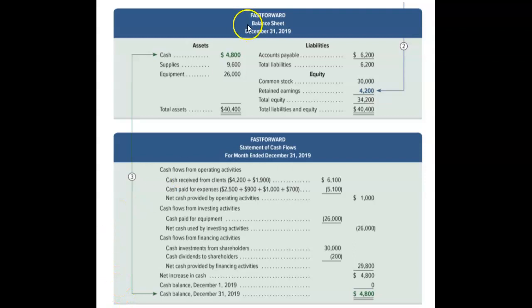Here's the example balance sheet shown in your textbook in Exhibit 1.10. You can use this format as you prepare the balance sheet for Craven's Consulting Service using the ending balances on the worksheet you prepared in Video Lecture 1.3.